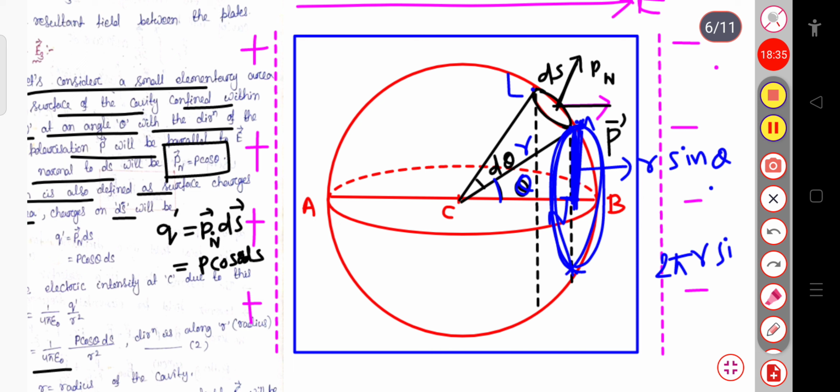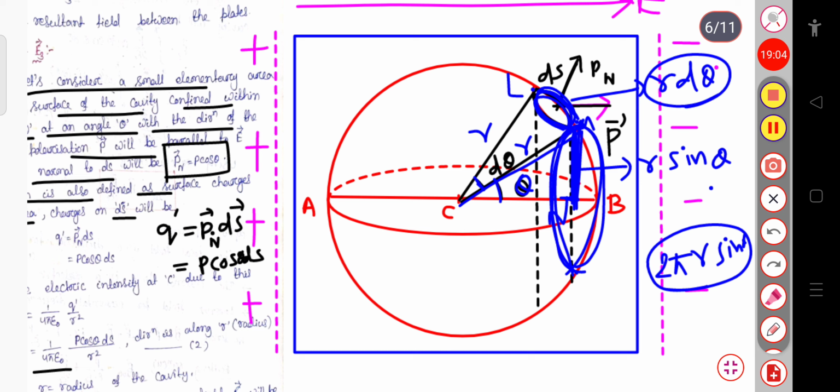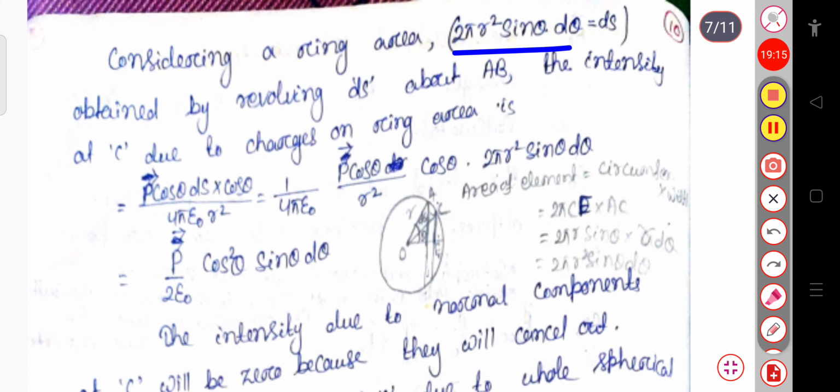Okay. Now to calculate the ring area, I consider this ds area, now this angle is d theta, and this side is your r, that is the radius, so the arc will be equal to r d theta. Now if I multiply this 2 pi r sin theta with the r d theta, you will get the ring area, that is 2 pi r square sin theta d theta, which is equal to your ds. So now you can write the ring area will be equal to 2 pi r square sin theta d theta.